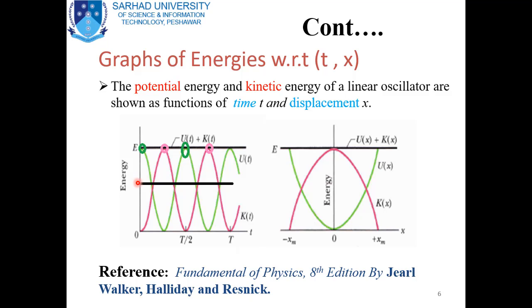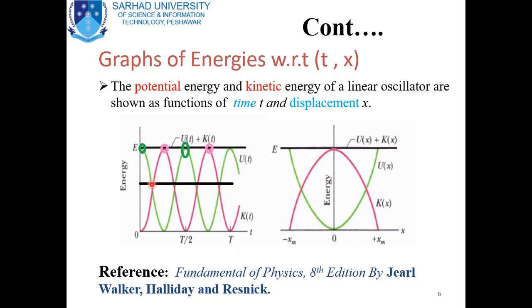So in a single time period, or in a single cycle, you will see that there are two peaks of the pink curve and two peaks of the green curve. So in one cycle we have two peaks of kinetic energy and two peaks of potential energy, and this will continue. One will be maximum, the other will be 0, and at t is equal to T by 4, both energies will be equal.